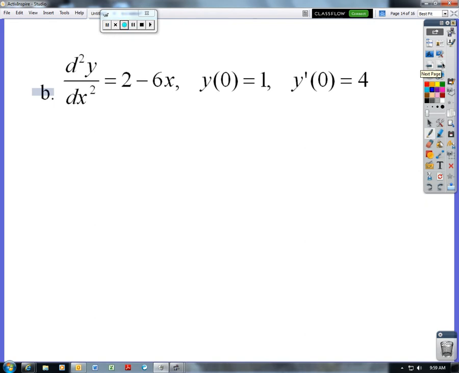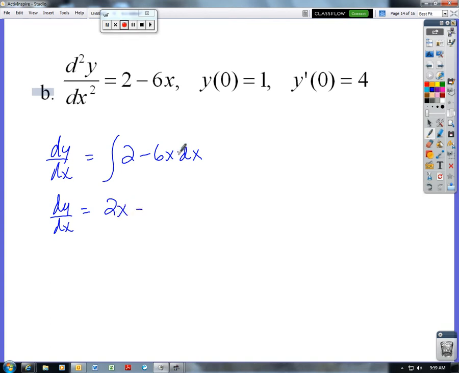So now we have a second derivative, and we're going to take it a couple steps because we have 2 initial conditions. So we'll just start, and we're going to integrate both sides here. The integral of the second derivative is going to be dy dx. Please label your work so I know what you're doing. So that's going to be 2x minus, that's going to be x squared over 2. So negative 3x squared plus c.